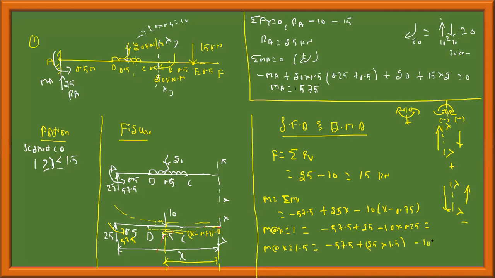minus 10 into 0.75, that is 7.5. This is 0.75. Tell me what are these values.